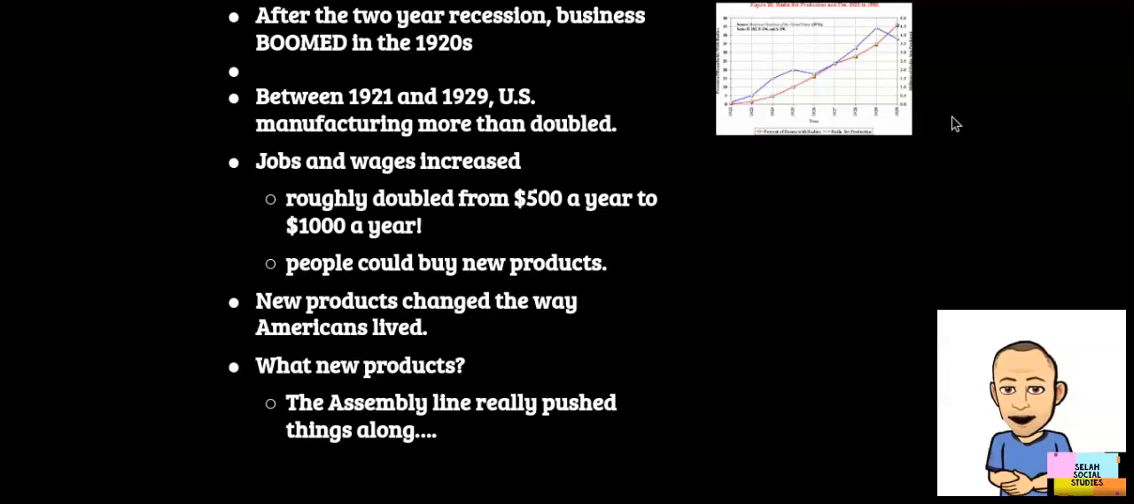These changes in the economy led to the Americans' ability to purchase new products. The way products were mass-produced via the assembly line led to a price drop on household goods that Americans purchased and changed the way we lived forever. This era in American history became known as the Roaring Twenties.